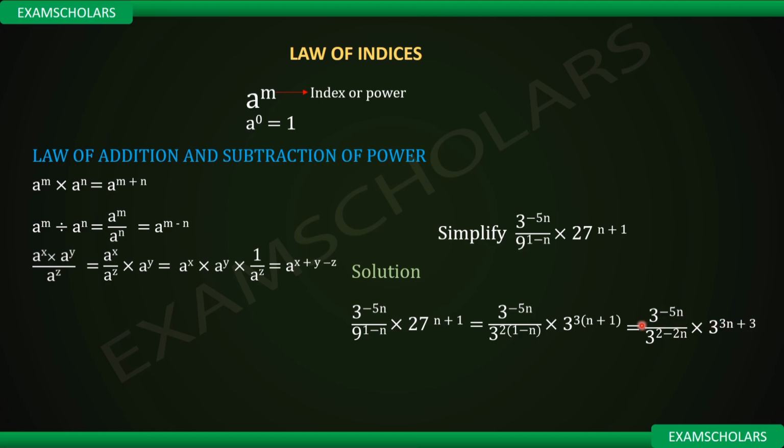Now you have this. What is the next step? The next step is to apply your law of indices very fast. Yeah, let's go. This law that I've explained now. This guy, you are multiplying it with this guy. So you will add the powers. So we have 3 raised to power minus 5n, plus, you are multiplying this, 3n plus 3. Then your denominator, what you have here, minus.